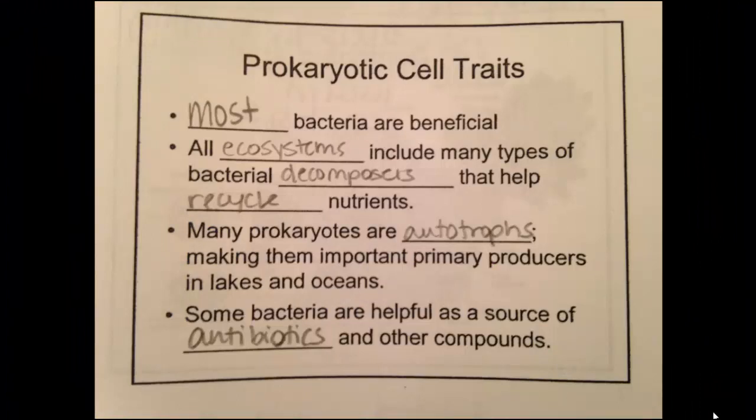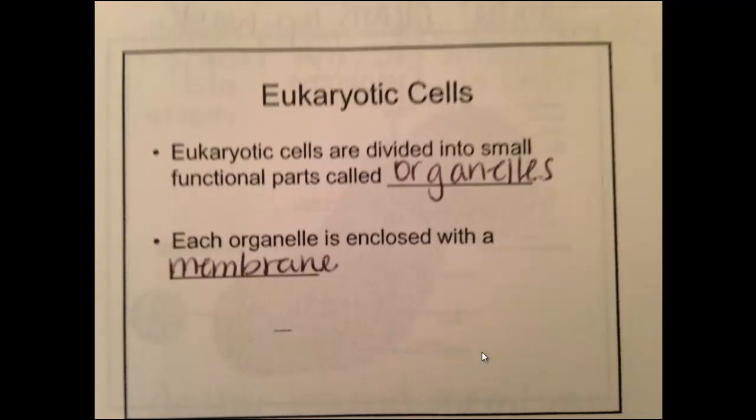Cell traits: most prokaryotes are bacteria. They can be beneficial, even though we think of bacteria as sometimes being bad. All ecosystems need bacteria, such as decomposers, to break down and recycle nutrients. Some prokaryotes are also autotrophs because they make their own food. They are primary producers. And some bacteria are helpful, as sometimes antibiotics.